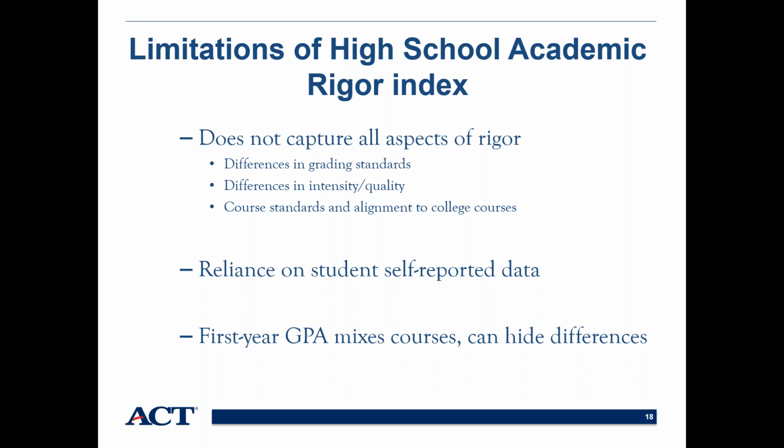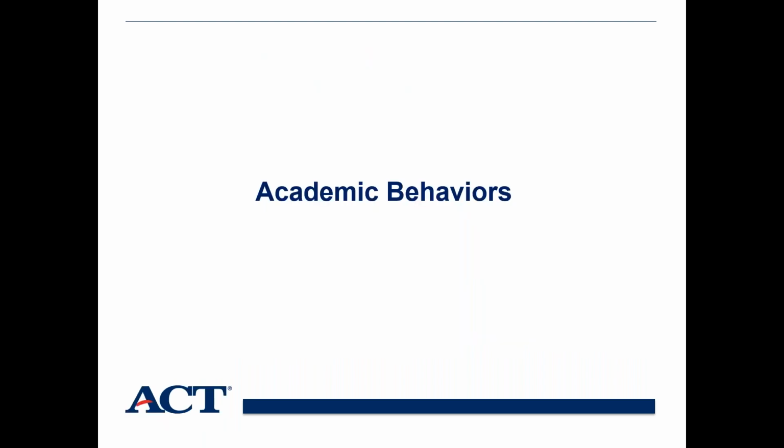The rigor index we developed has some limitations. For one, we're only able to capture some aspects of rigor that was dictated by the data that's available to us. Some aspects of rigor, such as differences in grading standards and differences in the intensity and quality of courses, are more difficult to observe and can vary across high schools and classrooms. Another limitation is that we relied on student self-reported high school coursework and grades. A study based on official transcript data would have been better, and would also allow us to learn more details about each course, such as whether it's an AP, honors, or dual credit course.